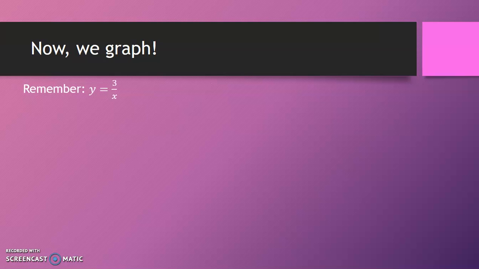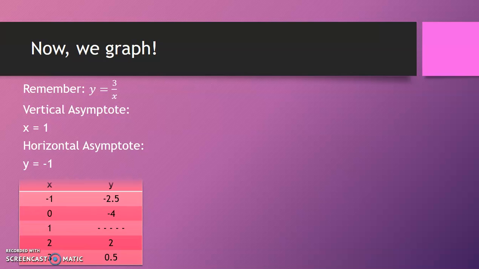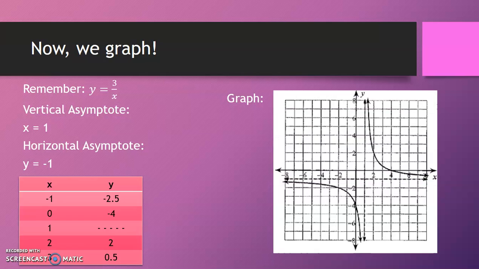Now, looking at the graph, we have that function, and we have our horizontal and vertical asymptotes with our table, and our graph looks like this. And you can see on this one that you do have those dotted lines at x equals 1 and y equals -1, so you can see how those lines were drawn in there, and then the branches were created by using the values in my table.